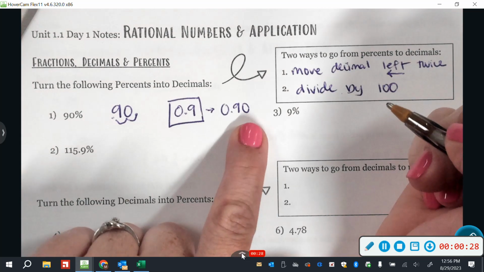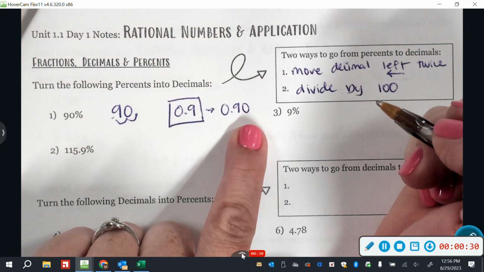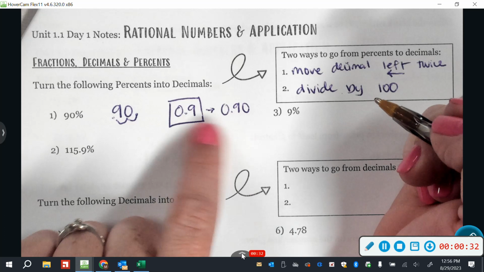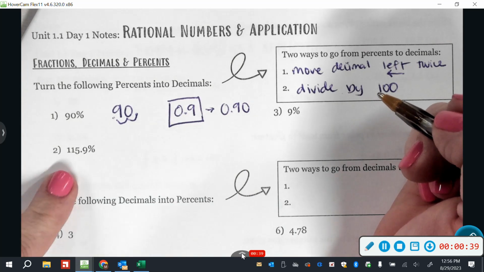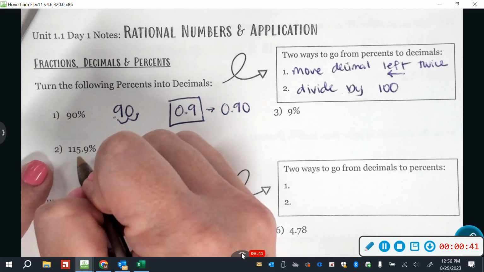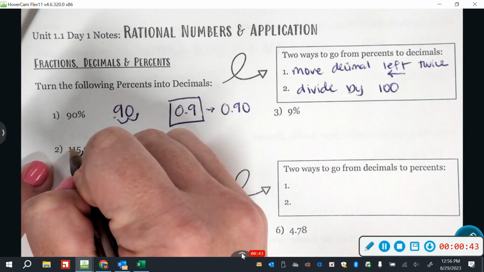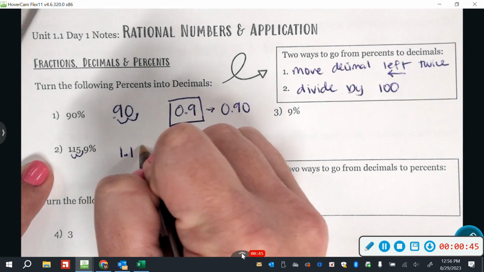Is it okay if you put the 0 on the end? Yeah. Do you have to? No. So either of those are perfect. So here, we're going to move our decimal left twice, and we get 1.159.